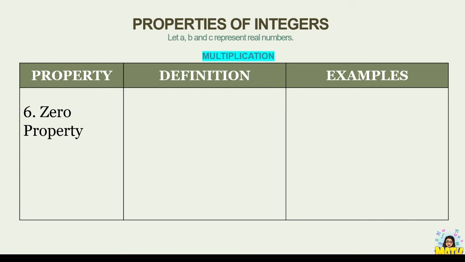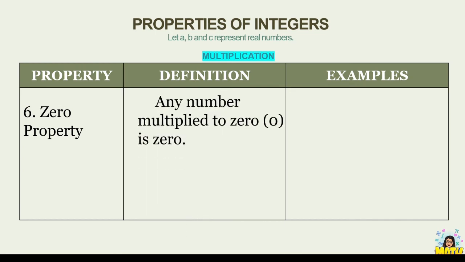The sixth one is the zero property. So dito, when we say zero property, we know that any number multiplied to 0 is 0. Whether positive pa yan or negative, basta i-multiply sa 0, the answer is 0. So whether we can have 8 times 0, that's 0, or negative 8 times 0, the answer is 0.